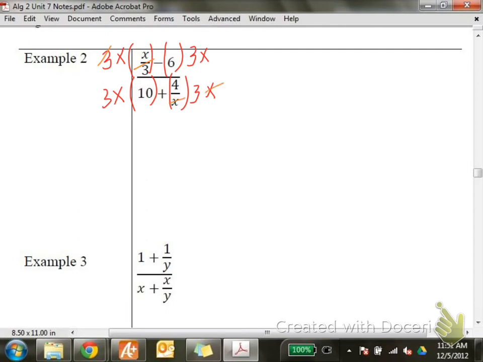So that leaves me with, we multiply whatever's left over. So x times x gives me x squared minus 18x all over 30x plus 12.